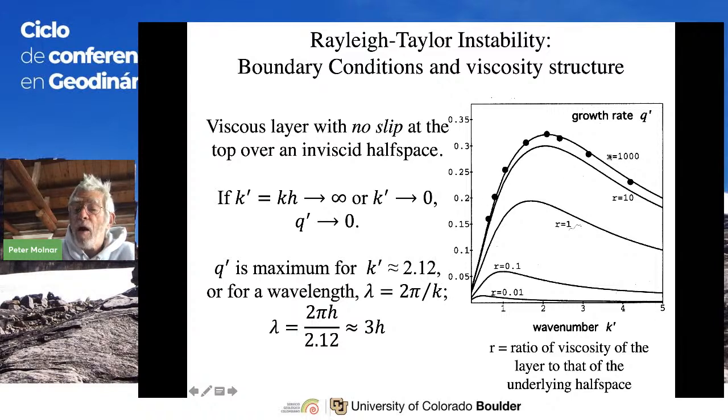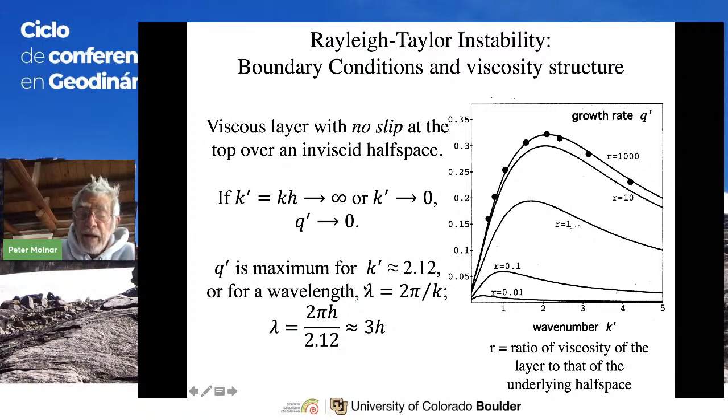And for a value of R that's very large, this means that there's essentially no viscosity in the layer underneath. One gets a curve that looks like that, and you can see when the wave number goes to infinity, the wavelength goes to 0, or the wave number goes to 0, and therefore the wavelength goes to infinity. These both go to 0, and the maximum growth rate is around K prime equal 2, which means that the wavelength is 2 pi times the thickness of the layer divided by 2.12.